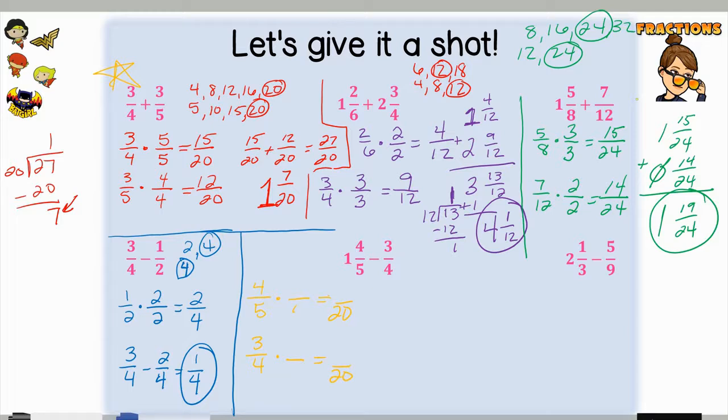So 5 times, well, that's going to be 4. What I do to the bottom, I have to do to the top, and that gives me 16. And here, 4 times 5 is what's going to get me 20, so I have to do that to the top, and I get 15.